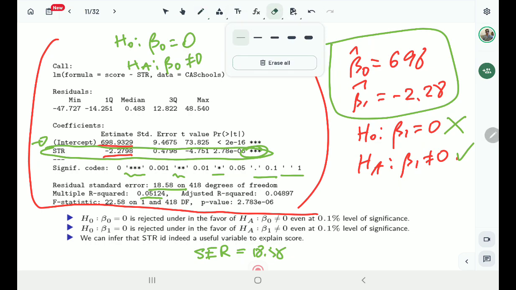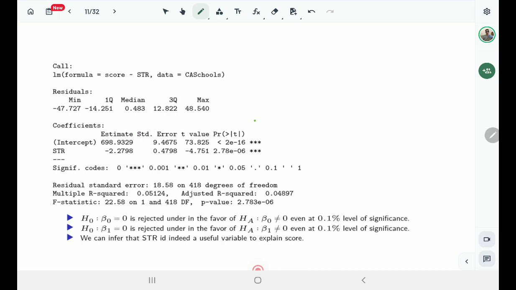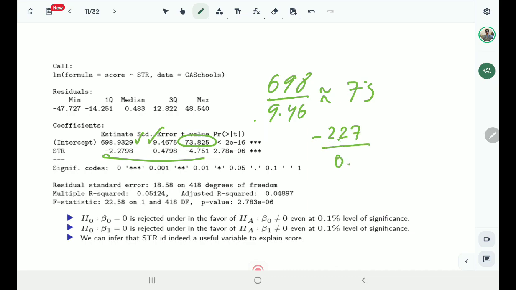Look at this, for example. Here, to get a t-value, what you are doing is basically taking the coefficient estimate and dividing it by its standard error. Like if you divide 698 by 9.46, you are going to receive 73 approximately. The same goes for the second. To get a t-value, you have to divide the parameter estimate, which is minus 2.27, by 0.47. So you see, the denominator includes the standard error of the parameter, and if your standard errors are false, it means that your hypothesis testing is going to be problematic because you are using wrong standard errors.